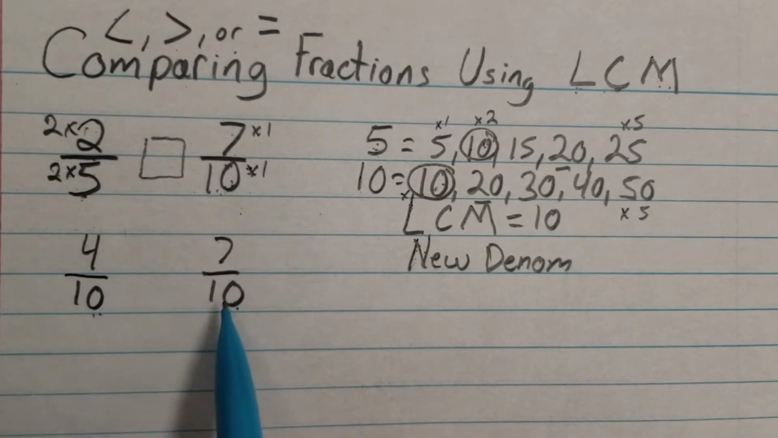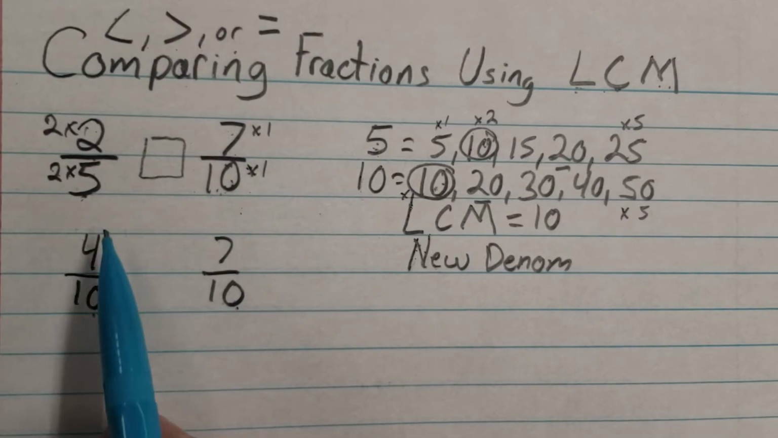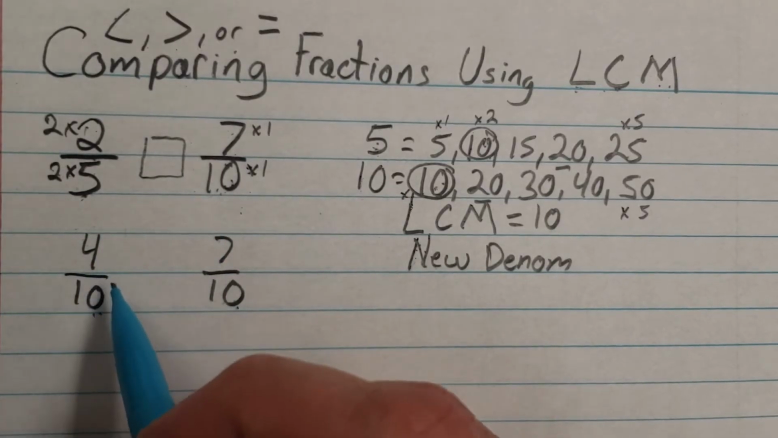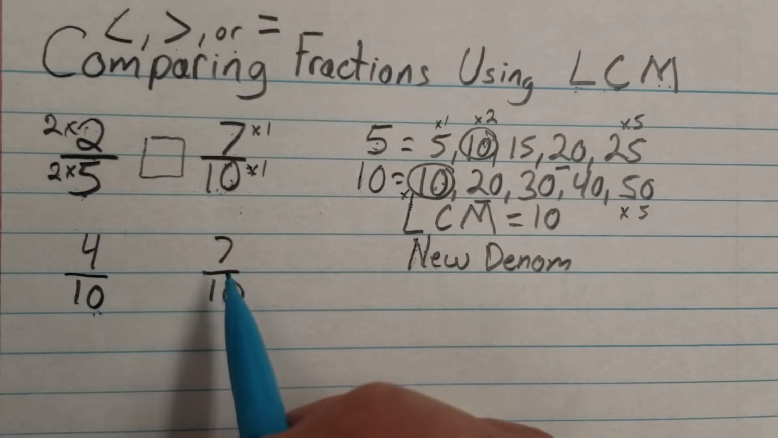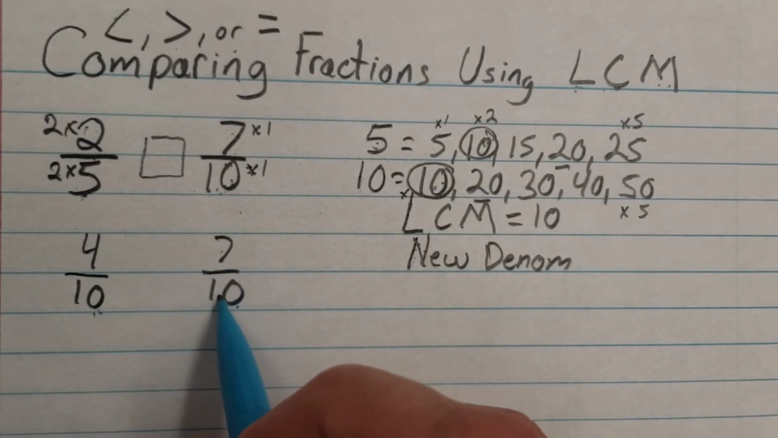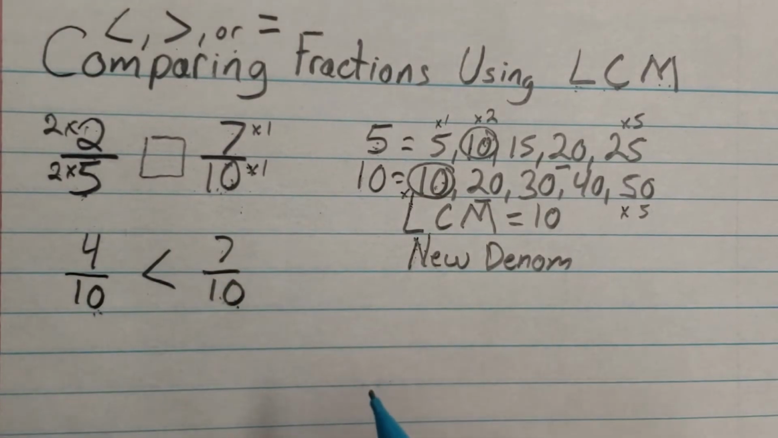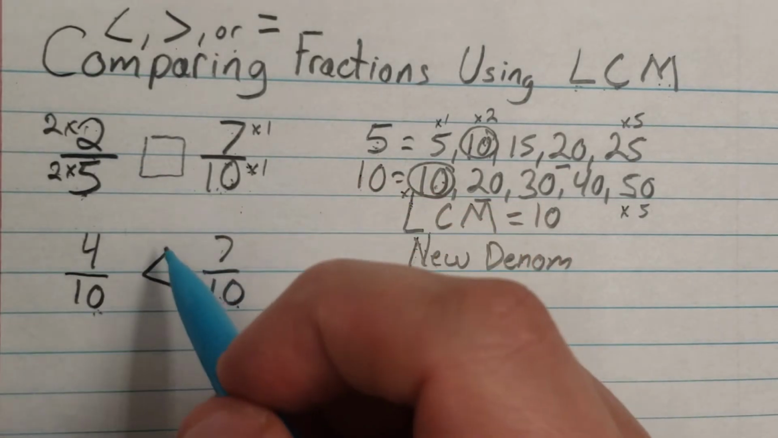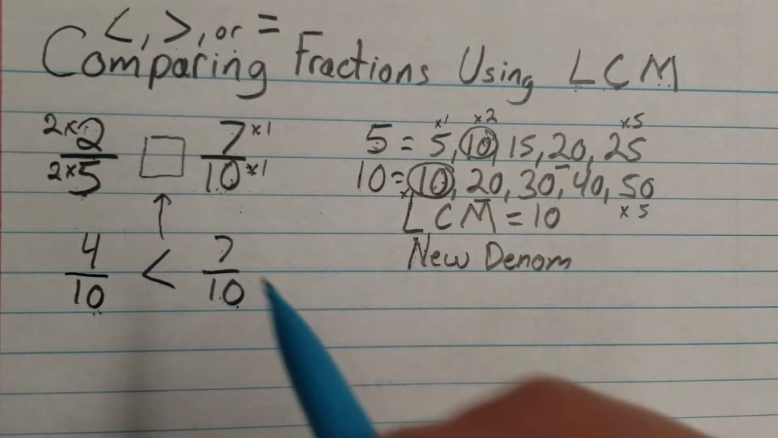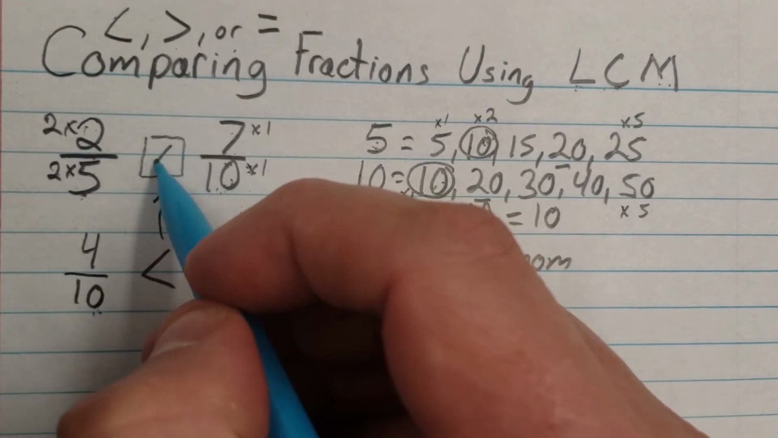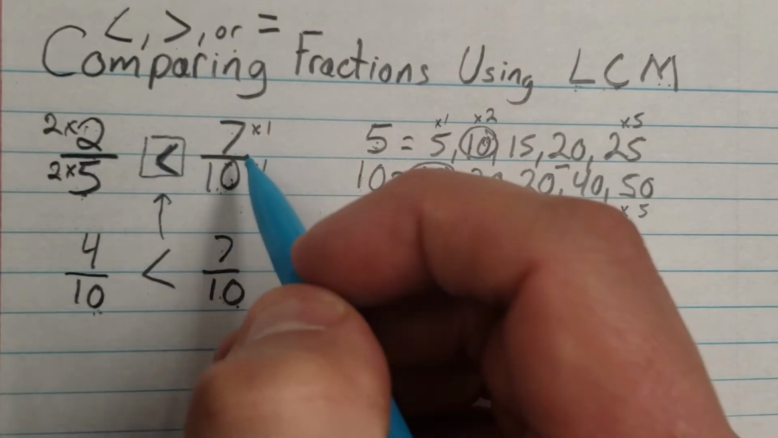Now that we finally have the bottom numbers the same, all we have to do is look at the tops. What's more, 4 out of 10 or 7 out of those same 10? 7 out of 10 is greater, so we bring that same answer up top, and 2/5 is less than 7/10.